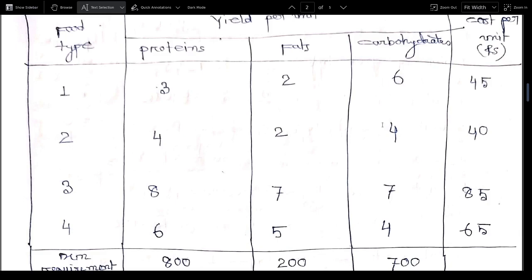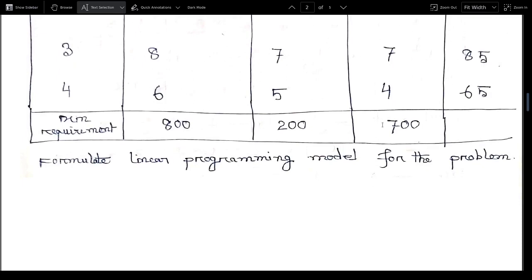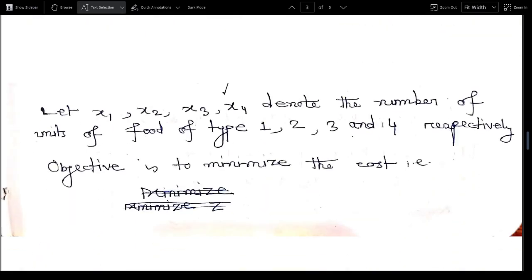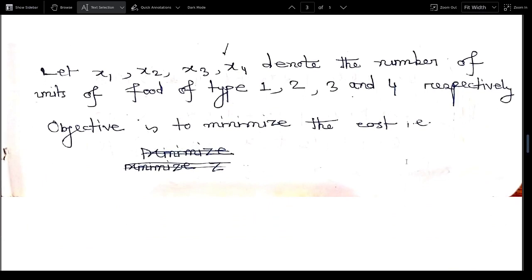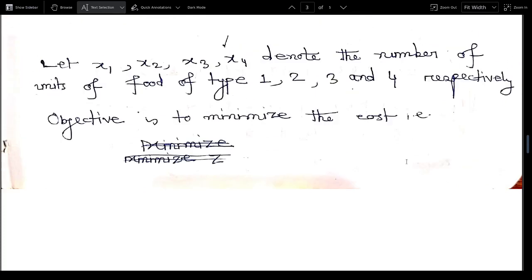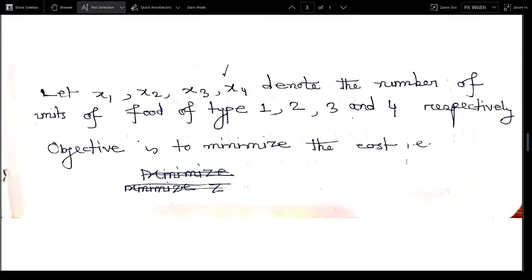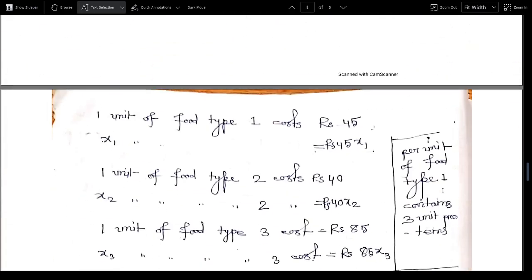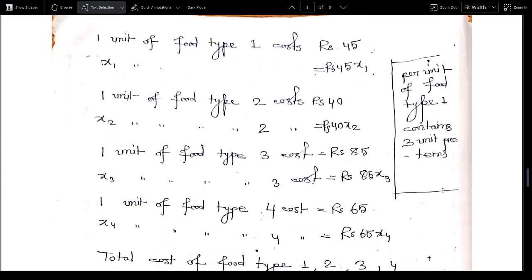Let x1, x2, x3, x4 denote the number of units of food of type 1, 2, 3, 4 respectively. And then the objective is to minimize the cost, right? Here the objective function is what? Objective function is minimization, right? So on the next page you see, 1 unit of food type 1 cost is rupees what? 45. So here food type 1 rupees is given in the table. In the first row you see rupees is 45, right?